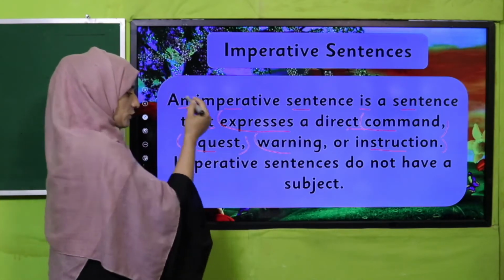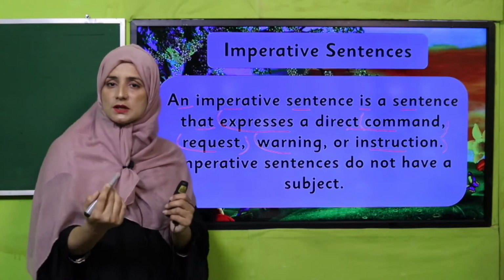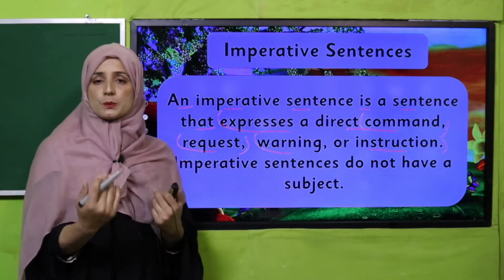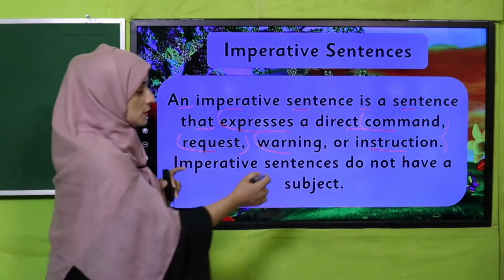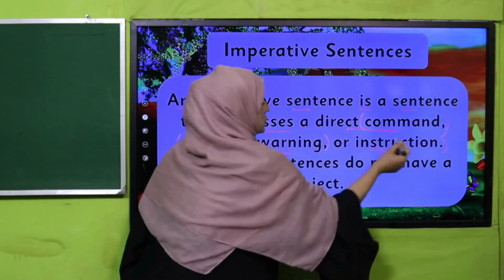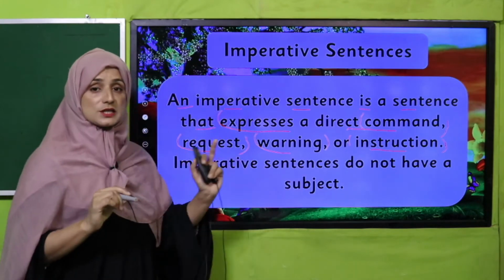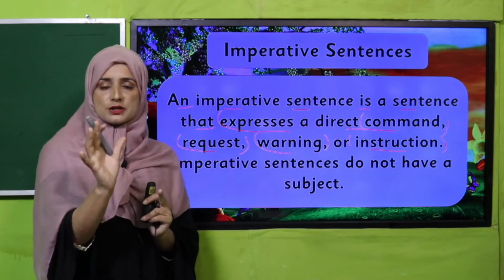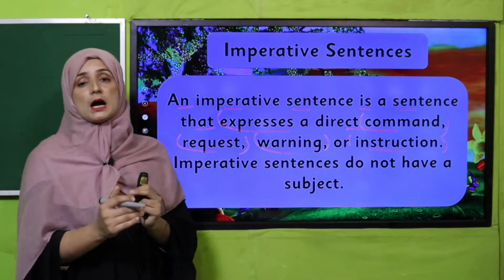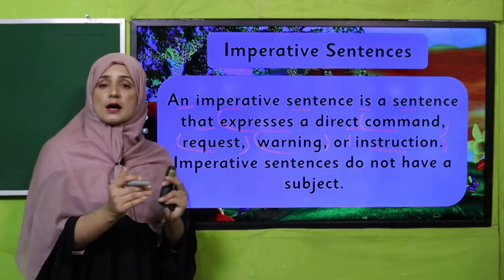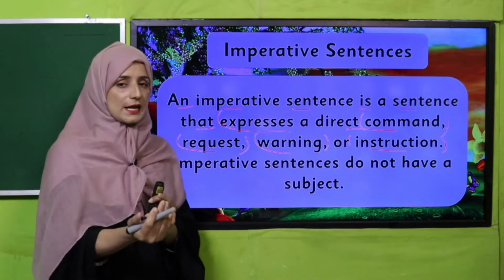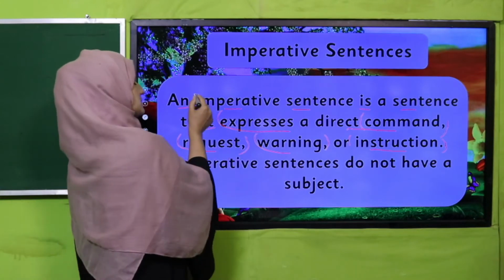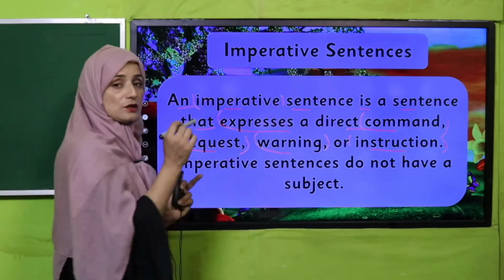And request, when we are making a request with each other, with our friends, with our family members, with our sisters, brothers, so we make requests. And also warning or instructions. These both things are together. When we are going to instruct, when we are going to give direction, how you have to behave and how you have to walk in your life. So these are called instructions. Such types of sentences are called imperative sentences.